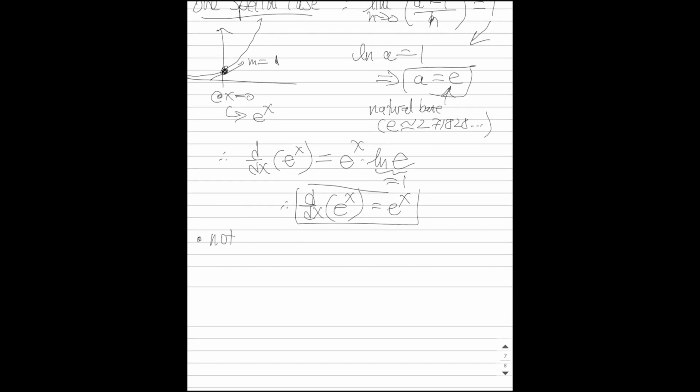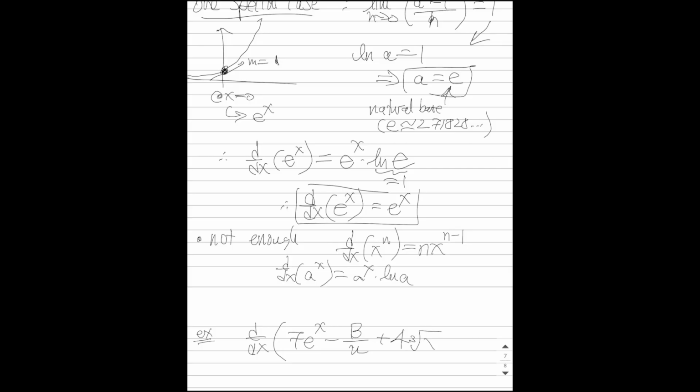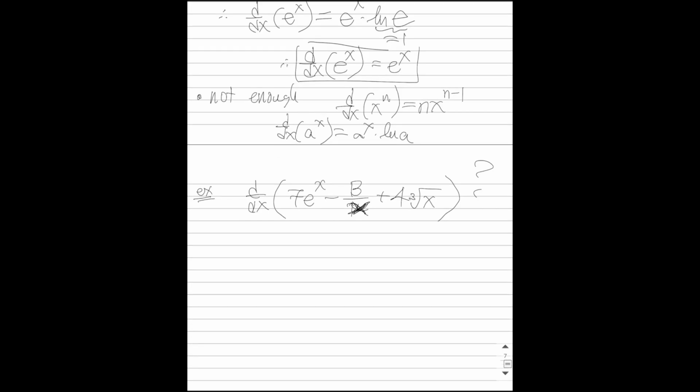But this is not enough. All we've got are derivative rules for powers of x and derivative rules for an exponential. But what if I wanted to take derivatives of combinations of things? So what if I was given, 7 e to the x minus b over x, where b is a constant, plus 4 times the cube root of x. And so that's another important skill that we need to talk about.